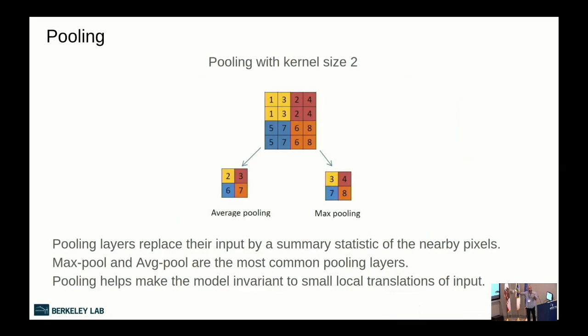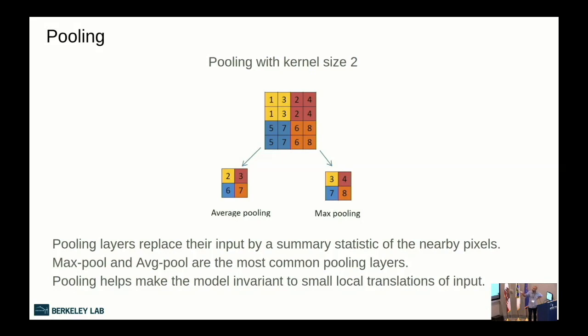I'm coming down the pipeline of convolutions. Sometimes we want to reduce the size of these feature maps that are coming out. Essentially, you are outputting 28 by 28, but I want you to summarize that into 14 by 14. And to do this, we use what we call pooling layers.